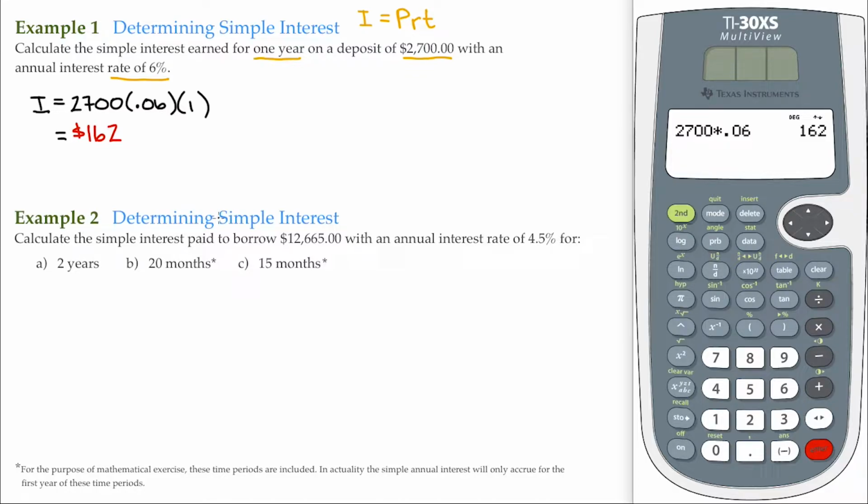Now for example 2 down here, we're going to do the same thing. It says calculate the simple interest paid to borrow $12,665 with an annual interest rate of 4.5%. And then we have for A here 2 years, B 20 months, or C 15 months. So again, our interest, at least for letter A, is going to be the principal, that's the $12,665. The rate, 4.5% as a decimal, that's 0.045. And then the time, that's T, that's 2 years.